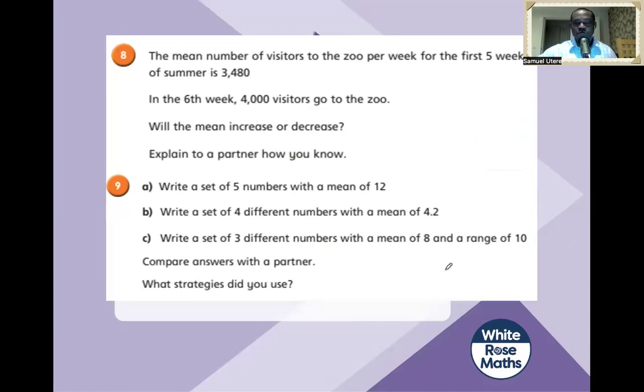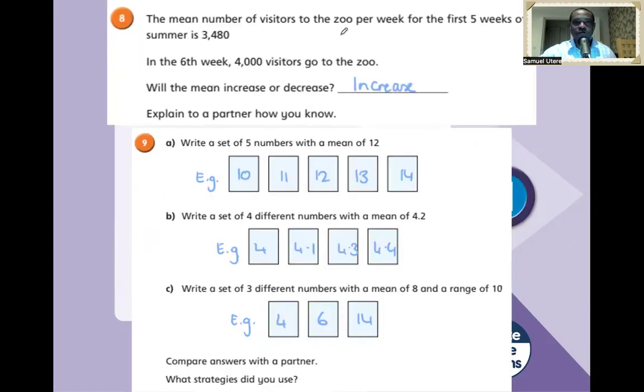Assuming you've paused the video and you've answered questions 8 and 9, here are the answers. So here you're asked the mean number of visitors to the zoo per week for the first 5 weeks of summer is that. In the 8th week, 4,000 visitors go to the zoo. Will the mean increase or decrease?